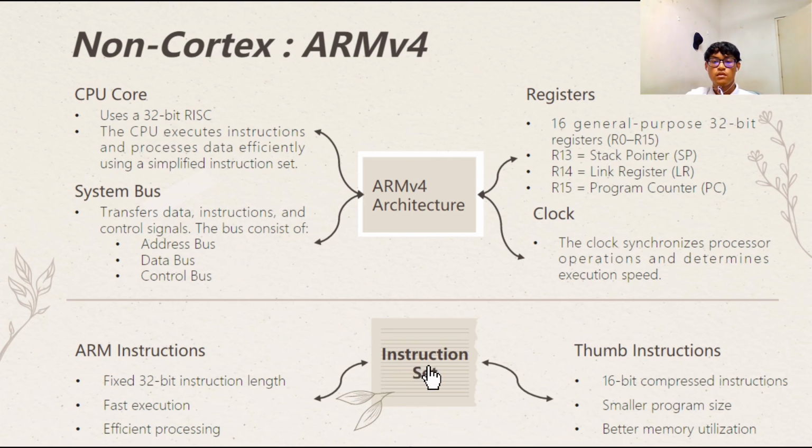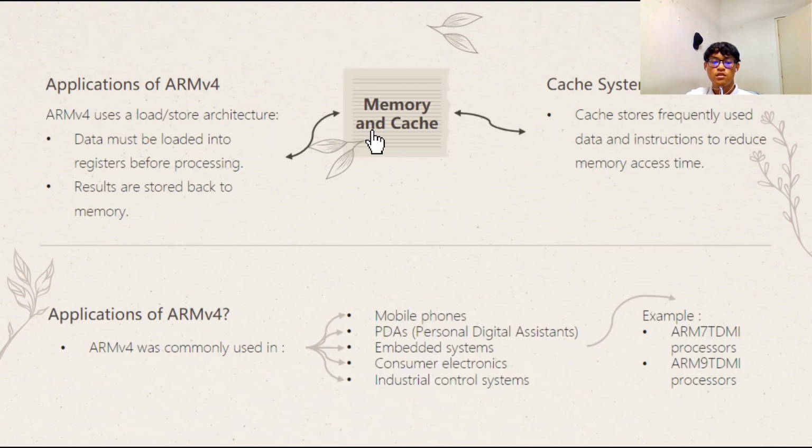The next one is the instruction set. One of the key features of ARMv4 is its instruction set. It supports both ARM instructions and Thumb instructions. ARM instructions are 32 bits long, which means they can execute fast and process efficiently. Then the Thumb instruction uses 16-bit compressed instructions, which makes for smaller program size and better memory utilization.